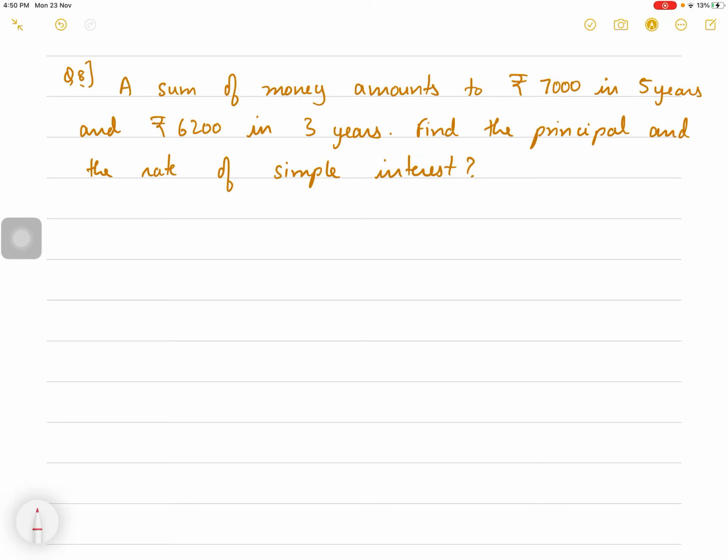This kind of problem also we have solved before. So 7,000 is amount 1, A1, in 5 years. So N1 is 5. And 6,200 in 3 years. So A2 is 6,200, N2 is 3 years. Find the principal and the rate of simple interest. So this is similar to question number 3, which we solved today.